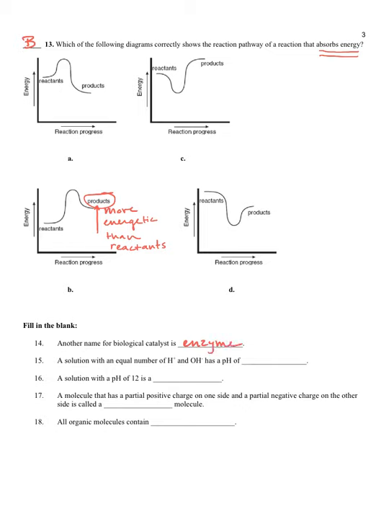A solution with an equal number of hydrogen and hydroxide ions has a pH of 7, it's neutral. A solution with a pH of 12 is a base, and a molecule that has a partial positive charge on one side and partial negative charge on the other side is called a polar molecule. An example would be water. And all organic molecules contain carbon, so we are considered carbon-based life forms.